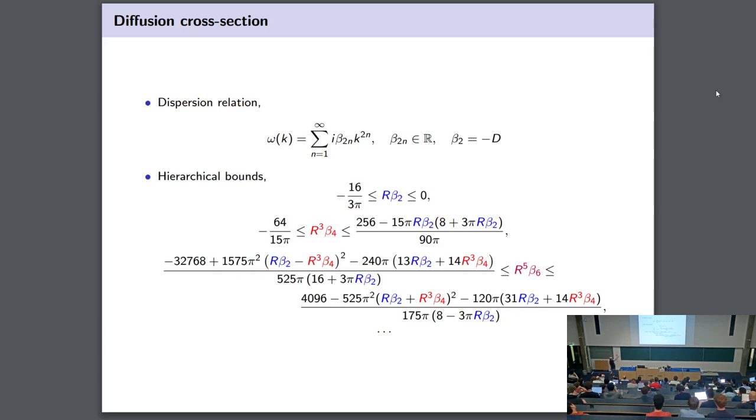So at leading order, what we find is an upper bound on the diffusivity, which provides the sharp, rigorous counterpart of this qualitative bound I mentioned before. Next order, we find a two-sided bound on beta 4, in which the upper bound depends non-trivially on beta 2. Next order, beta 6 is bounded from above and from below. Its bound depends non-trivially on the transport coefficients of previous orders, and so on.